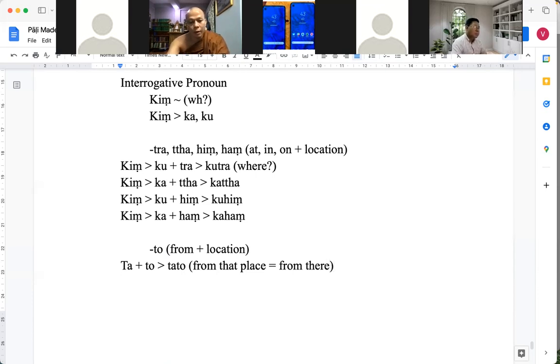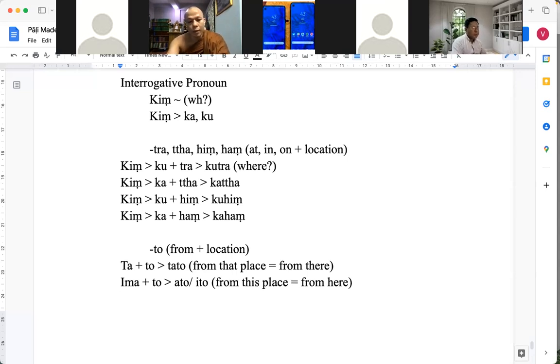In the same way, by adding do to ima, ima changes to a, and another form is ima changed to e, giving e do, the same meaning. Literally from this place, but it means from here. So that is for the demonstrative pronoun.